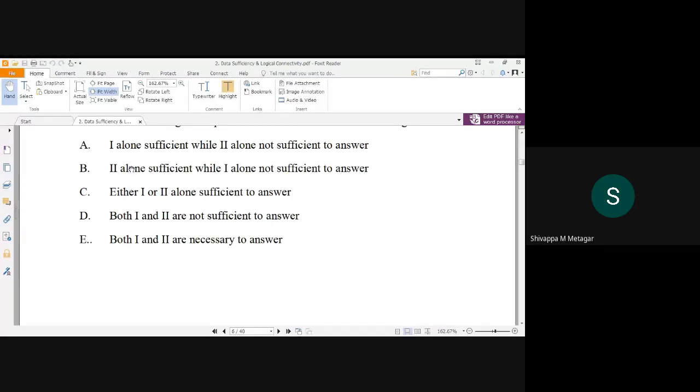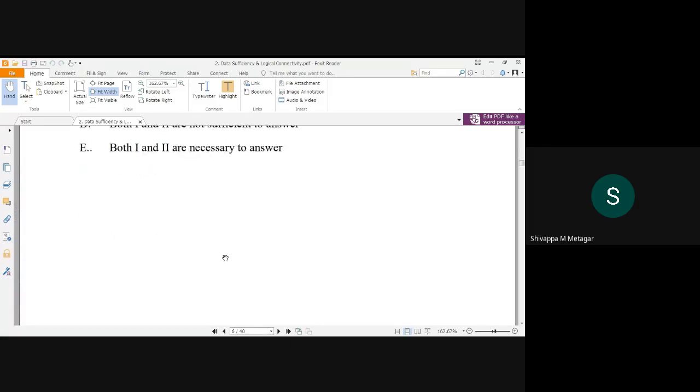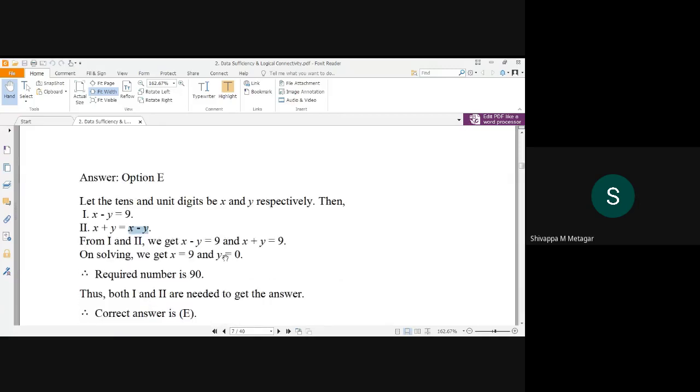Why? The difference between two digits is 9, and the sum is equal to the difference, and some part of this one we have used here also. That is x plus y is equal to x minus y. Both combined together we have to give the answer to the given question. So both statement 1 and 2 are necessary to answer the given question. Okay, is it clear? Okay, next we can go to the next question.